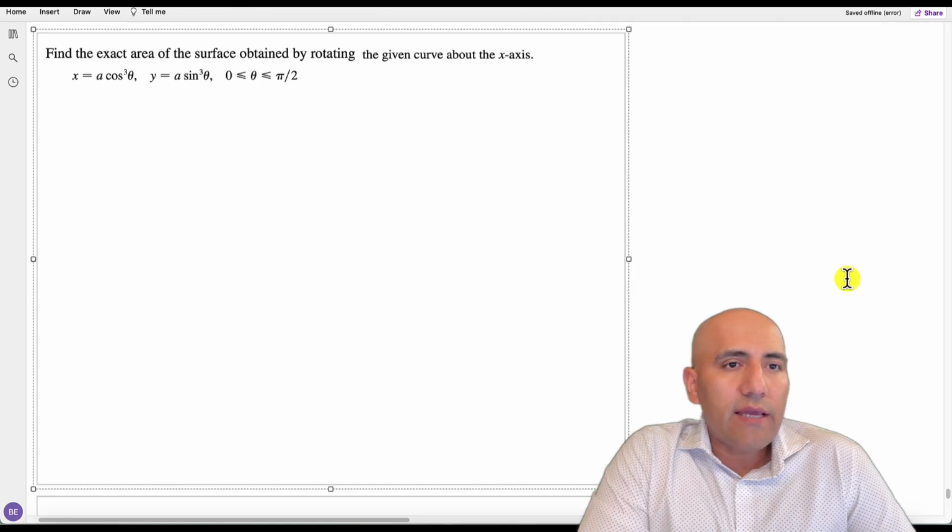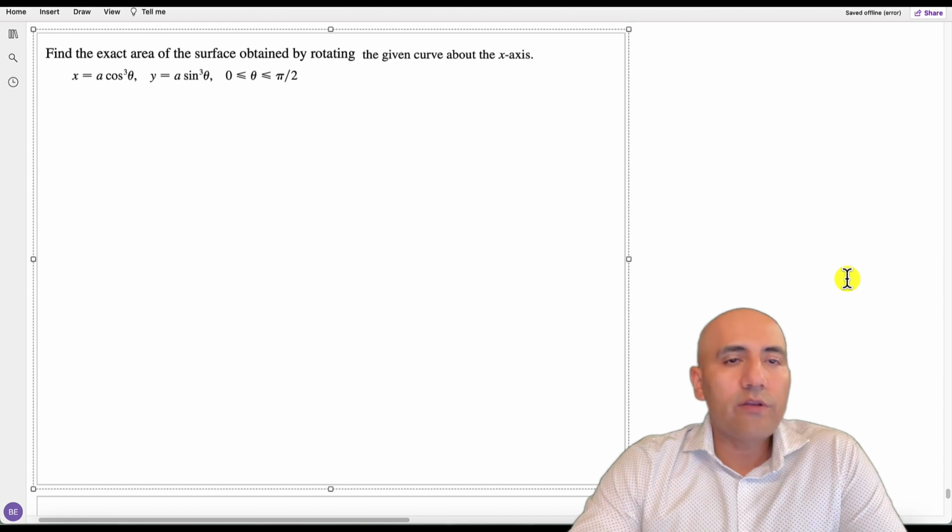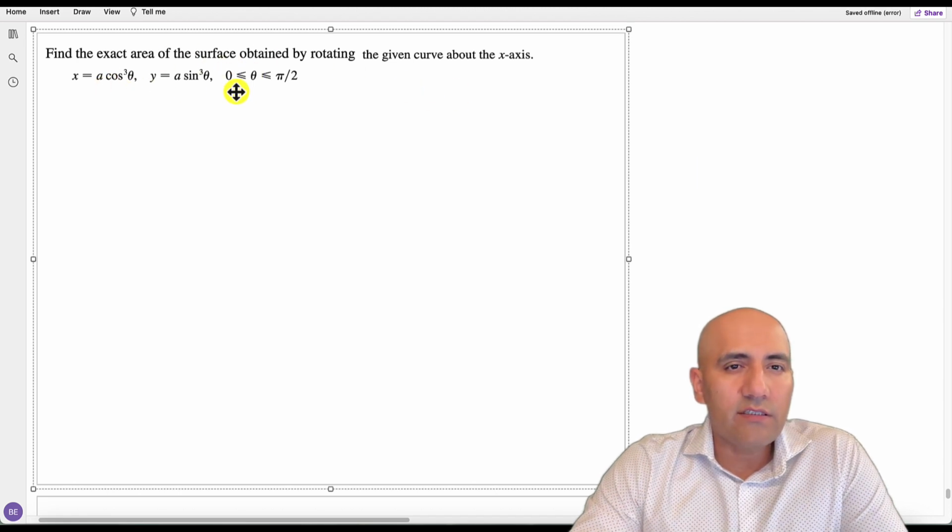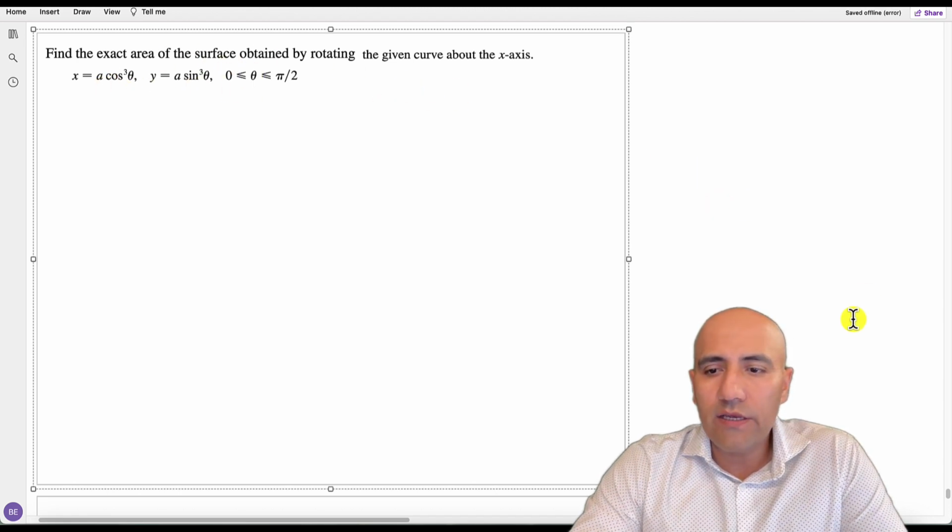Okay, find the exact area of the surface obtained by rotating the given curve about the x-axis. So we have that x equals a cosine cubed of theta and y equals a sine cubed theta, as theta ranges from 0 to pi over 2. So the first thing I want to do is graph this to get a sense of what it looks like. So let's go over to Desmos.